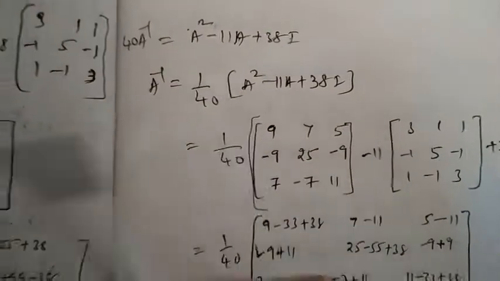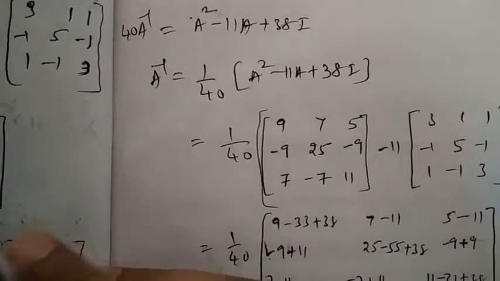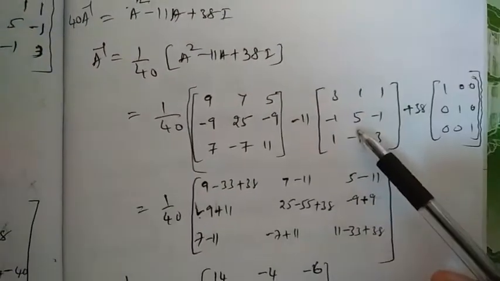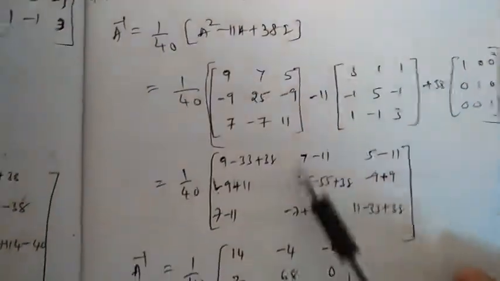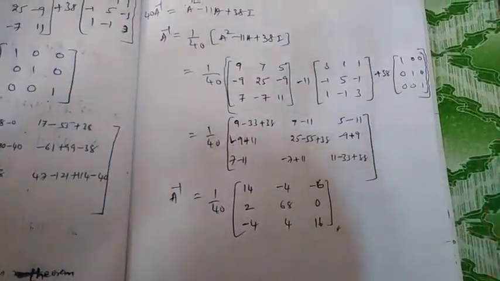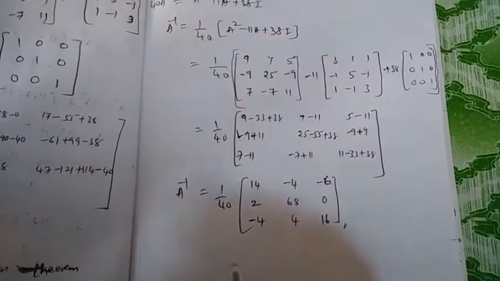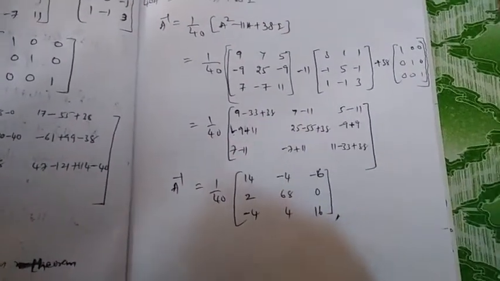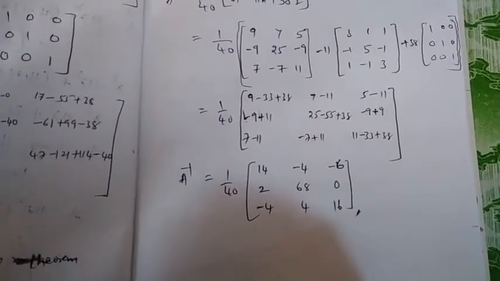Now just before we found A square and A cube, but we require only A square here. Write A square, write A, and I. Now simplify this to get A inverse. See here the beauty of the Cayley-Hamilton theorem: without finding the determinant of the matrix we are finding A inverse. Okay. Now this is a way to find the inverse of the matrix.